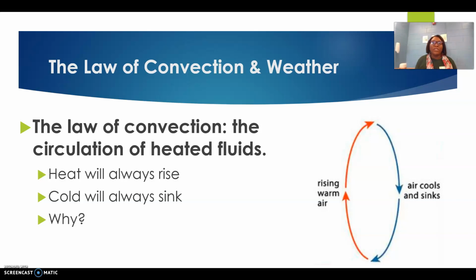It's for the very same reason why if my nephew Bryson and I got on a seesaw together, Miss Neville would go down first. The reason why? Miss Neville is heavier than baby Bryson. So that's the same reason why cold sinks. Cold air or cold water is heavier, or more dense. It's more dense than warm air or water.